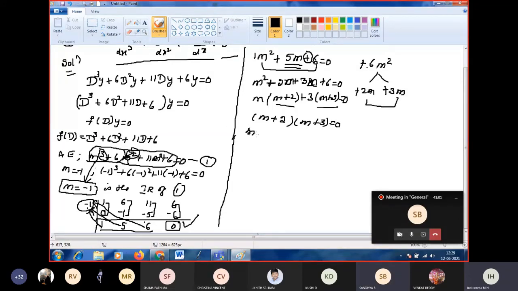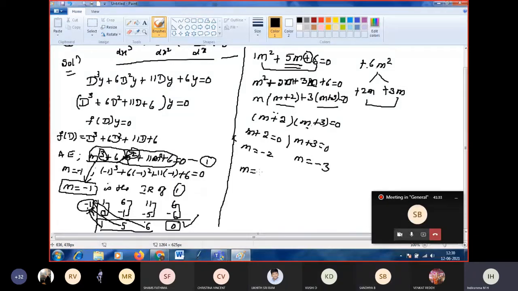So a into b equal to 0 means either a equal to 0 or b equal to 0. Like a into b, either this equal to 0 or this equal to 0. If m plus 2 equal to 0, what is m? Minus 2. Here m plus 3 equal to 0 means what is m? Minus 3. So totally how many roots did we get? Three roots.